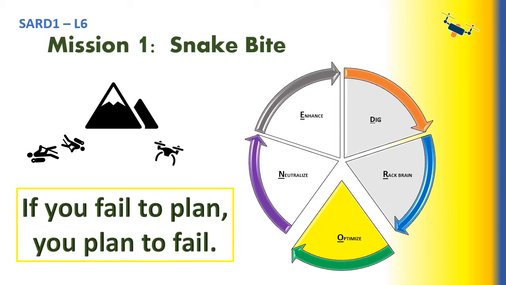So the next phase is optimize. That is part of our engineering design process, and this is where we do the plan. We come up with our mission plan. How is this going to happen? I love this quote: if you fail to plan, you are planning to fail.